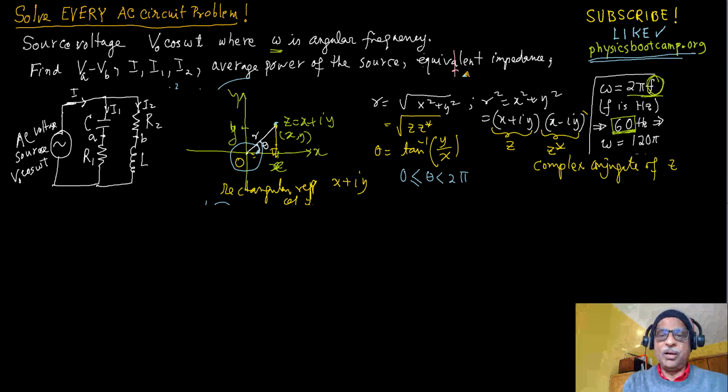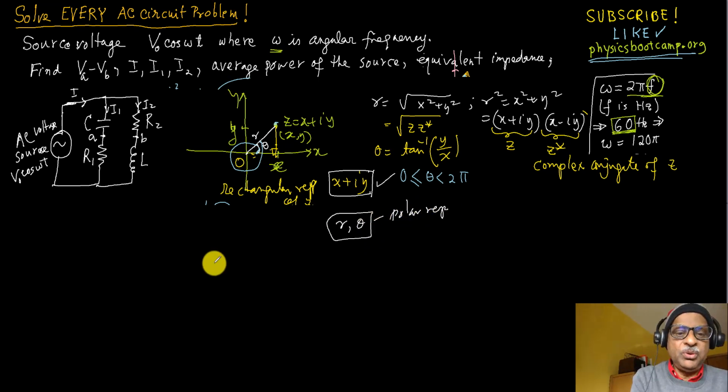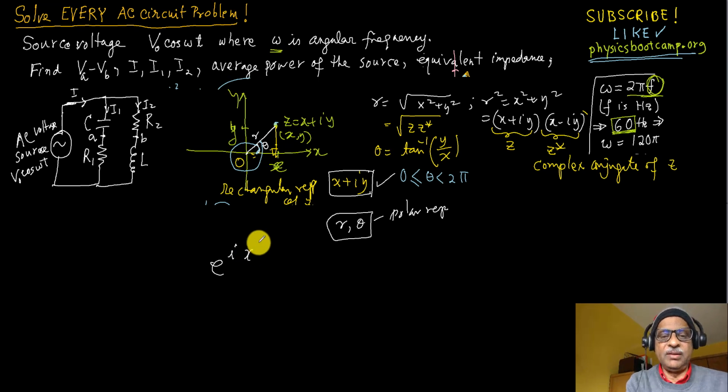Okay, so I can represent this number x plus iy by the rectangular way or the polar way, r theta, and this is called polar representation. So if you do e to the power i times some real number, say x, you can show that this is equal to cosine x plus i sine x.